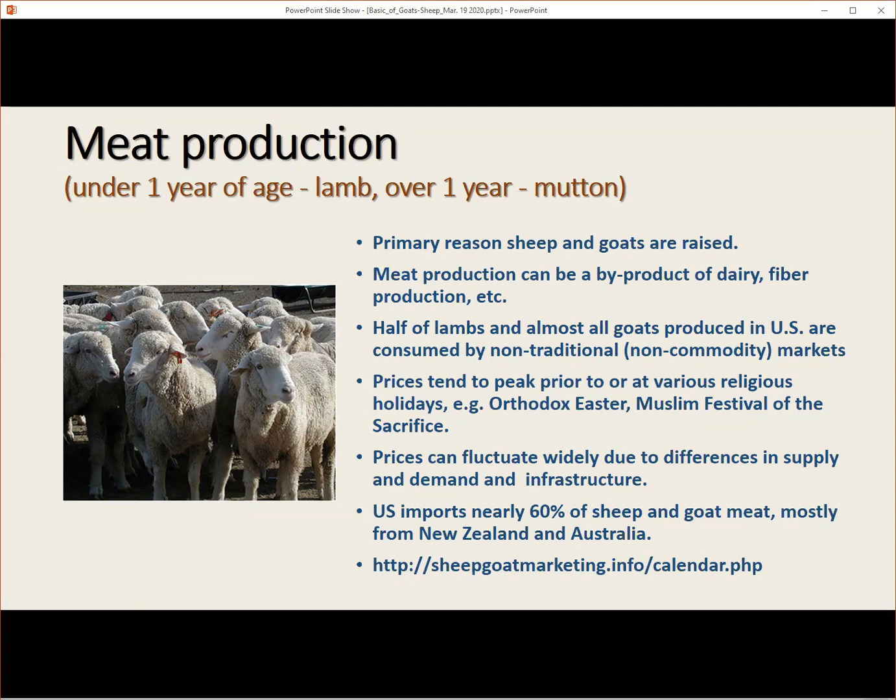And then the other thing is the infrastructure. Is there meat processing? Are there buyers? All those things. The good news is the U.S. imports nearly 60% of all the lamb and kid, a young goat, a cabrito, that is eaten in the United States. So we still have plenty of room for market expansion in the United States. And if you want to learn more about some of the good times at which some of the higher price markets for selling the meat animals into, go to sheepgoatmarketing.info. It's from Cornell, and they've got a great calendar there.